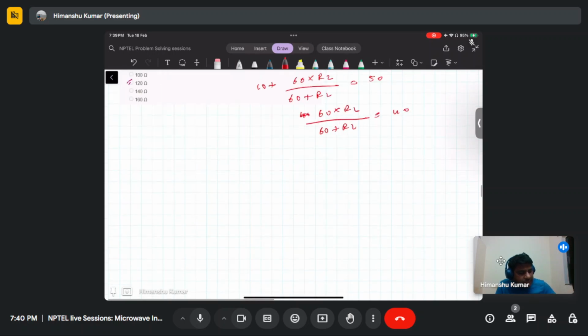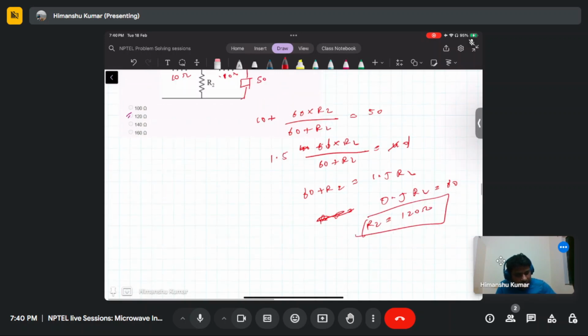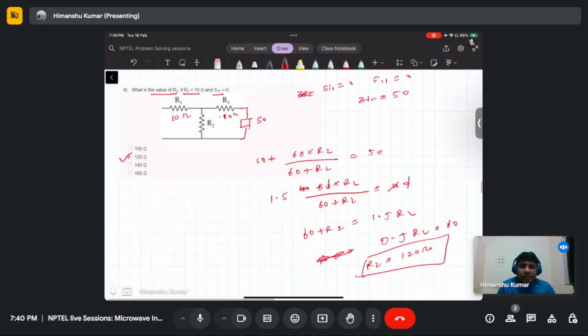And you can write it as, this 4 will go, and this will become 1.5, and 60 plus R2 will be equal to 1.5 times R2, so 0.5 times R2 will be equal to 60, and R2 will be equal to 120 ohm. So the correct answer will be 120 ohm. This was just a very straightforward question.